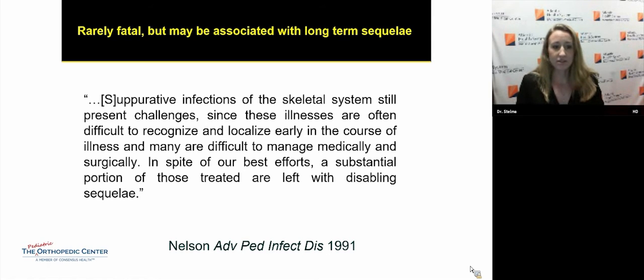Okay, so these infections are rarely fatal, but may be associated with long-term sequelae. In the 90s, one of the doctors had this comment: suppurative infections of the skeletal system still present challenges since these illnesses are often difficult to recognize and localize early in the course of illness, and many are difficult to manage medically and surgically. In spite of our best efforts, a substantial portion of those treated are left with disabling sequelae. So the goal of treatment is to minimize these risks.